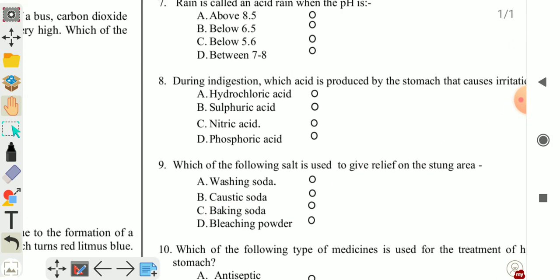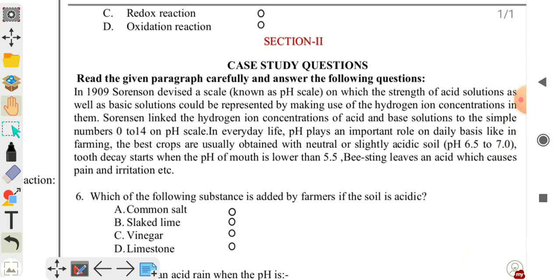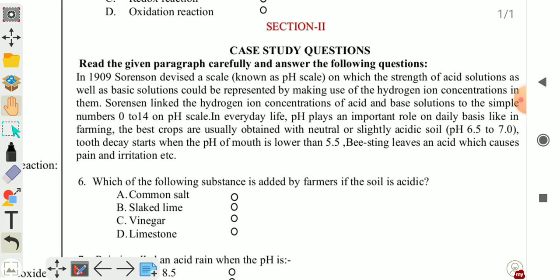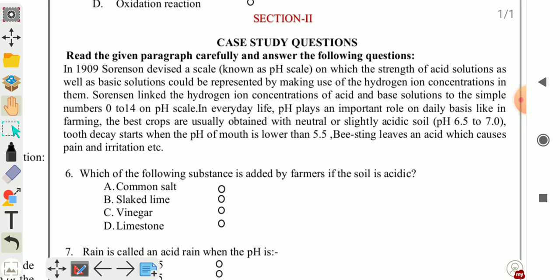Next is the case study question, section 2. You are given a paragraph, and on the basis of this, questions are asked. So first we will read the paragraph.